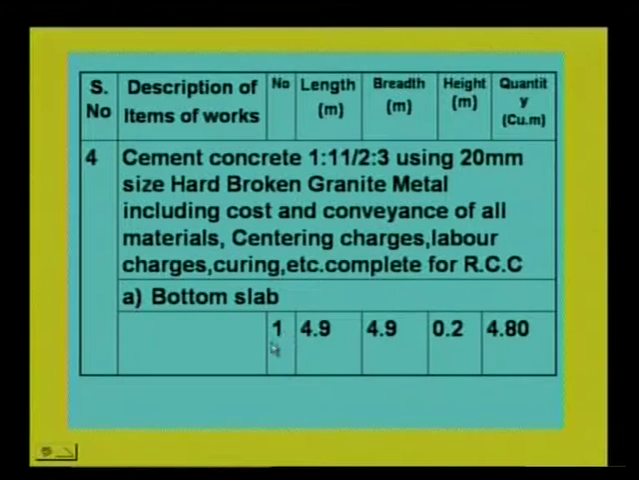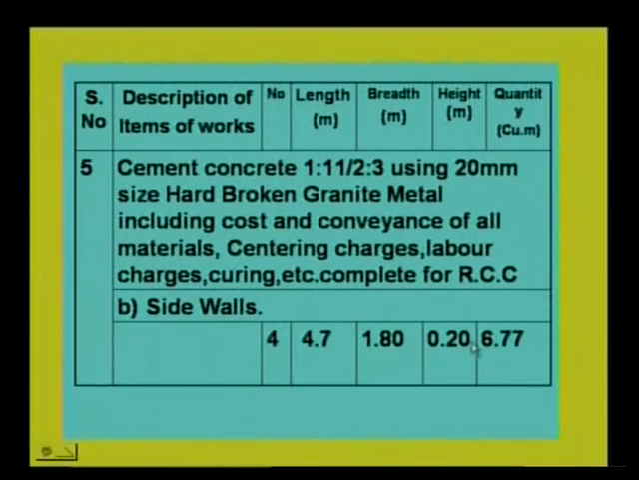The next, the quantity for bottom slab. It is also the same 4.9, but the bottom slab thickness is 0.2, so the quantity comes around 4.8. Then side walls are 4 in number. So the quantity is calculated by taking the center line, total center line is 4.7. For one it is 4.7, so 4.7 multiplied by 1.8 into 0.2, so this quantity comes around 6.77.